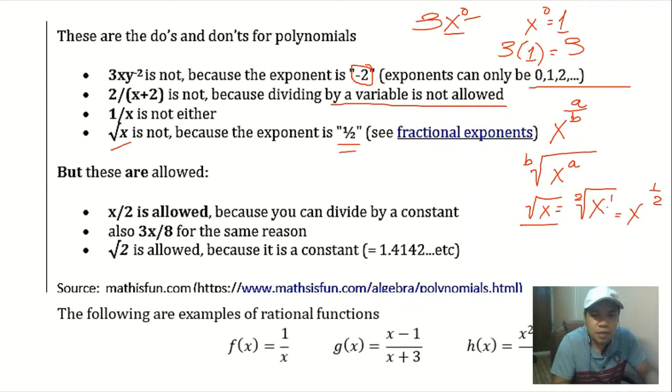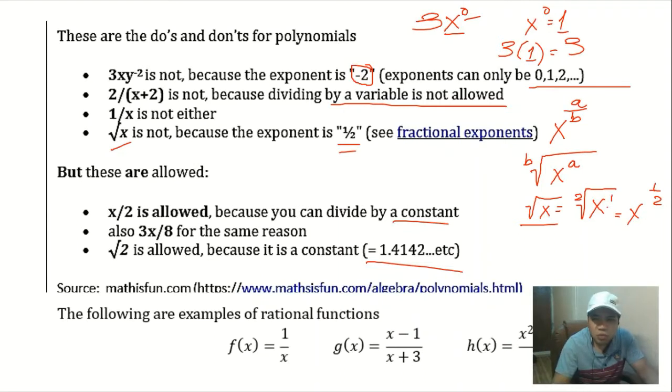Just a recap. So, these are allowed. X divided by 2 is allowed kasi pwede tayo mag-divide by constant. Actually, magbabago lang yung coefficient pag ganun yung nangyari. So, 3x over 8, same idea. Square root of 2 is allowed because it is a constant. Square root of 2 plus x, yun yung bawal doon.